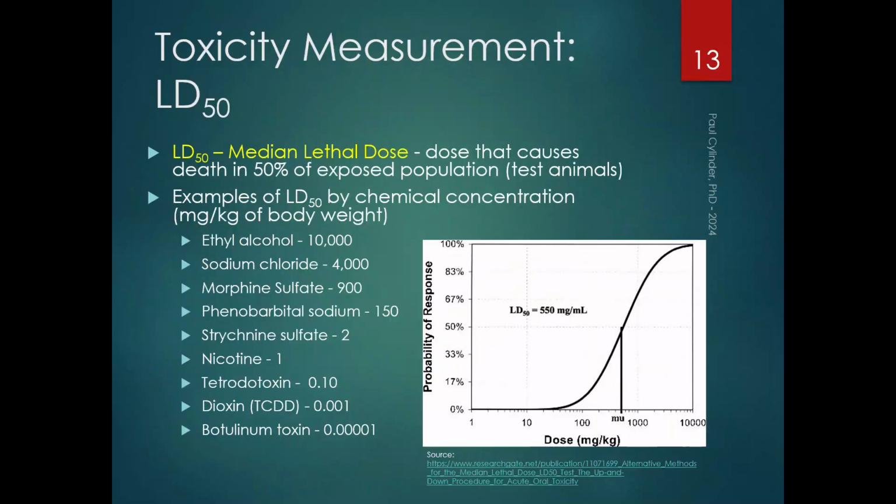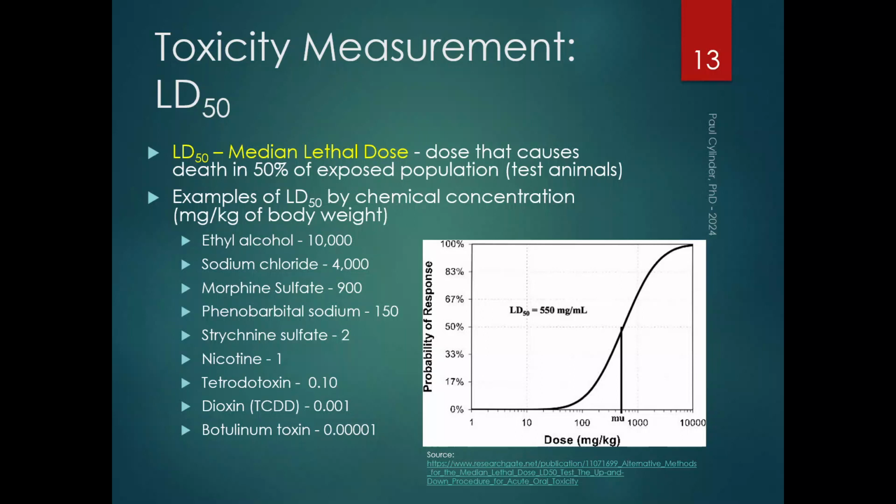Here's another way to look at toxicity. It's what's called the LD50, which is the median lethal dose. Okay, 50% of individuals in a population die at a certain dose concentration. Now, of course, these are tests that are done on test animals. They may be fish, they may be mice, but doses are applied at increasing amounts until half of the animals in the test group are no longer alive.